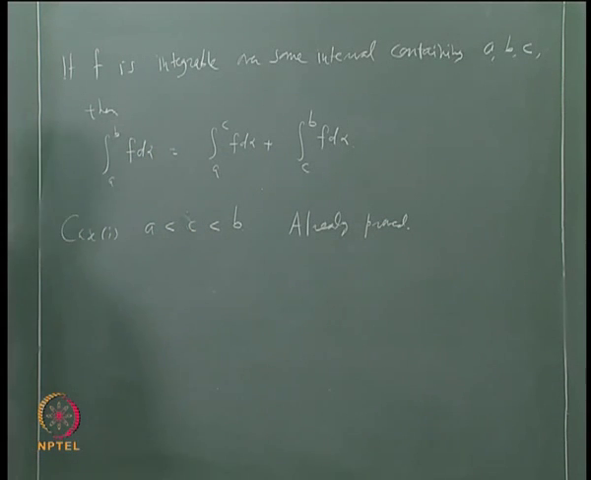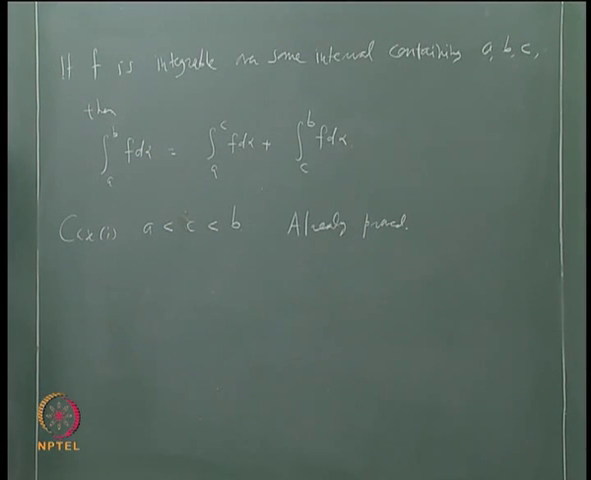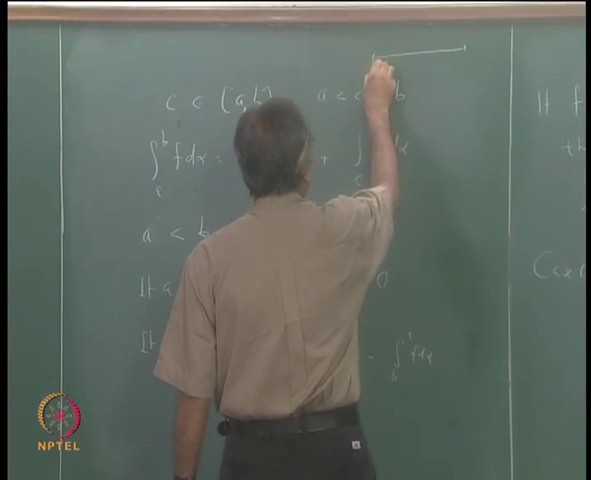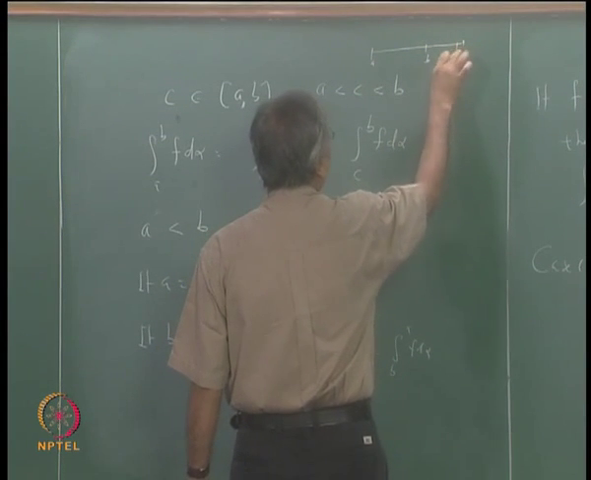Okay, what are the other possibilities? There are several other possibilities. We shall discuss just one such possibility, and the proof in all the other cases will be similar. So for example, this C may be outside. Suppose this is the interval AB, and let us say C may be somewhere here.